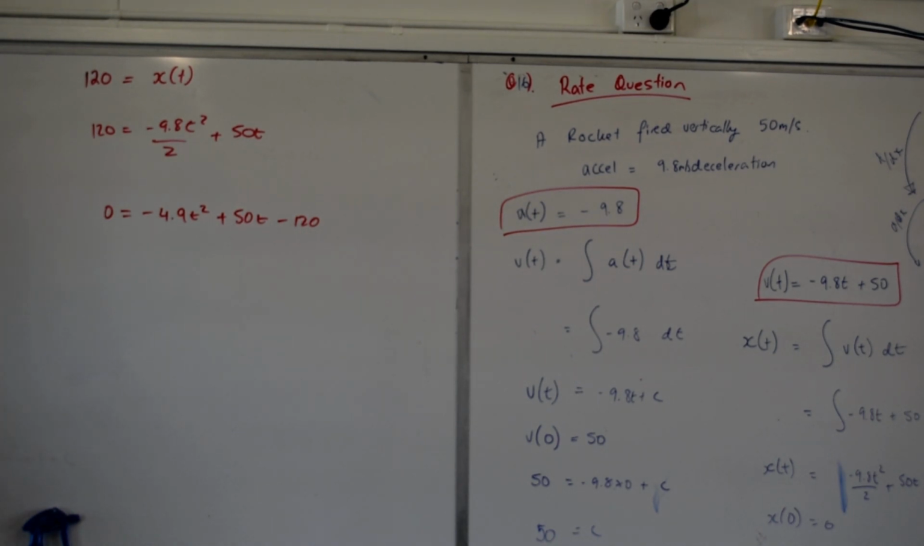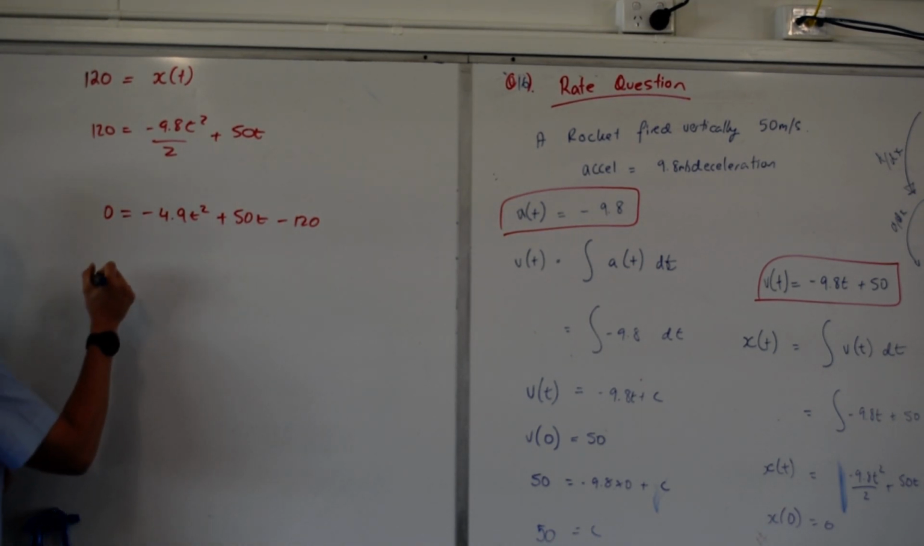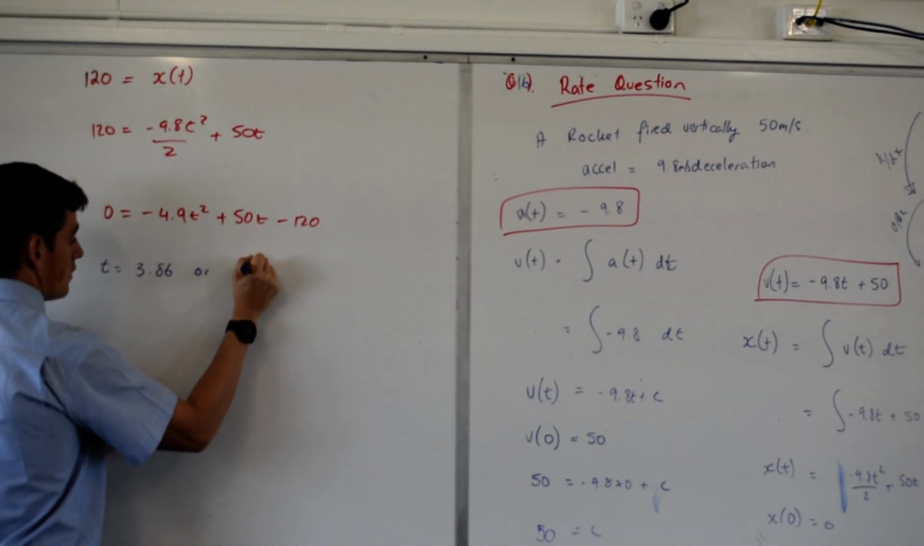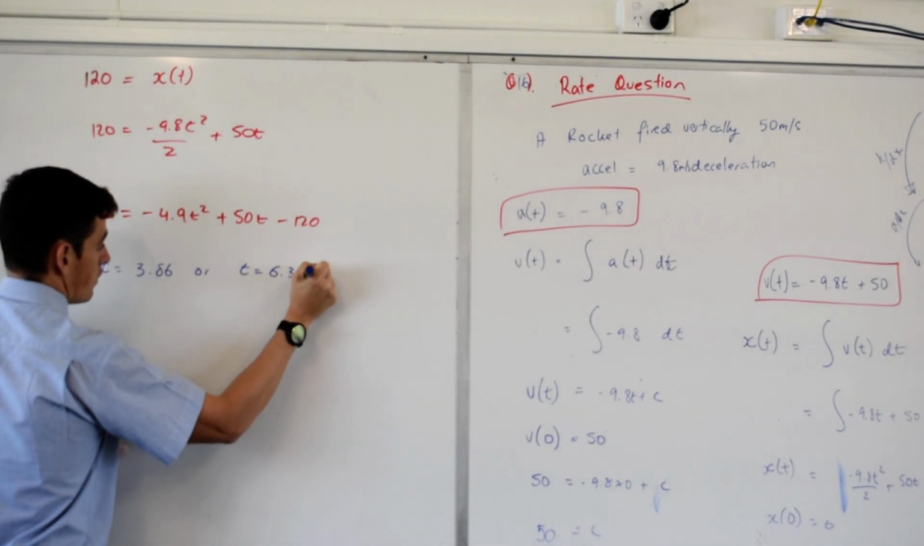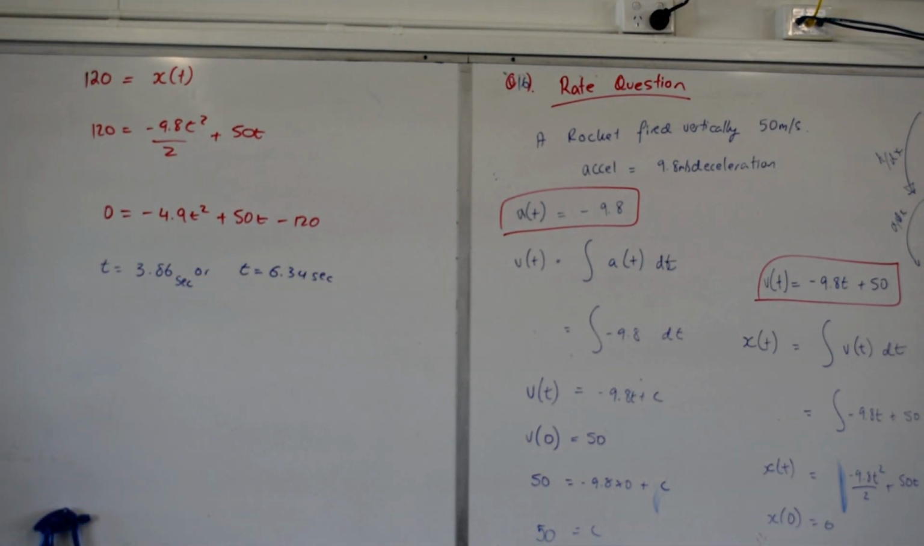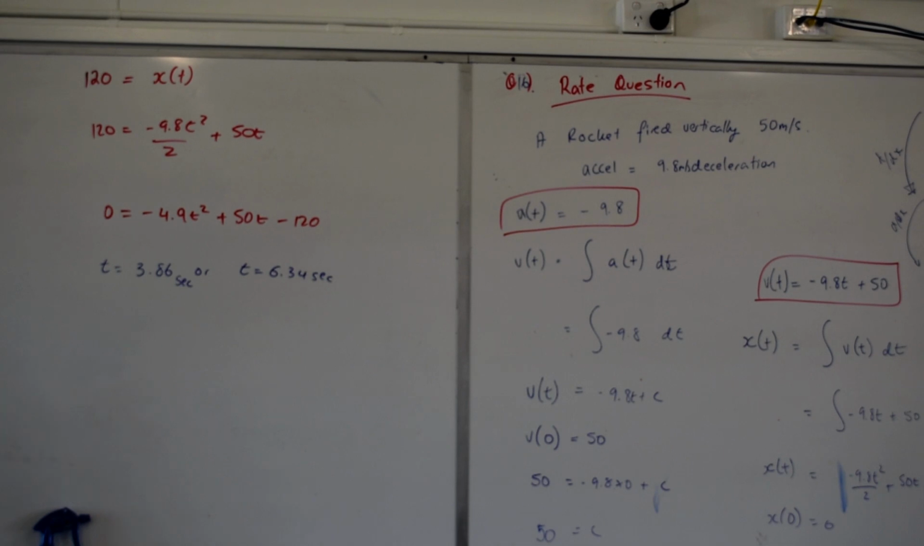What are the solutions for that? Let's find that out. T equals 3.86 or 6.34 seconds. It asks what's the first time it hits it, so I'm going to guess it asks that anyway. That's our first time. One on the way up, one on the way down.